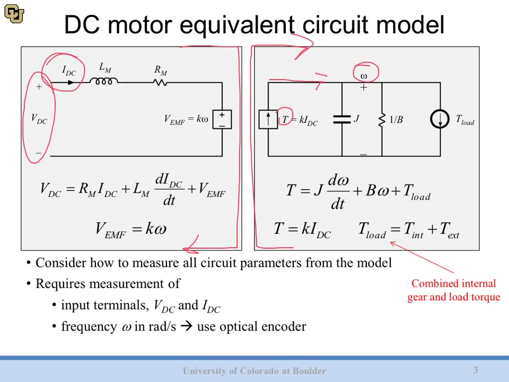In the next few slides we're going to go over how we estimate all the parameters in these equations: Rm, Lm, K, and we have B and J over on this side. These all have physical meaning to our motor, and we'd really like to nail down their precise values for the individual motors so that we can have a very accurate model that we can put into simulation and that we can design control systems for later.